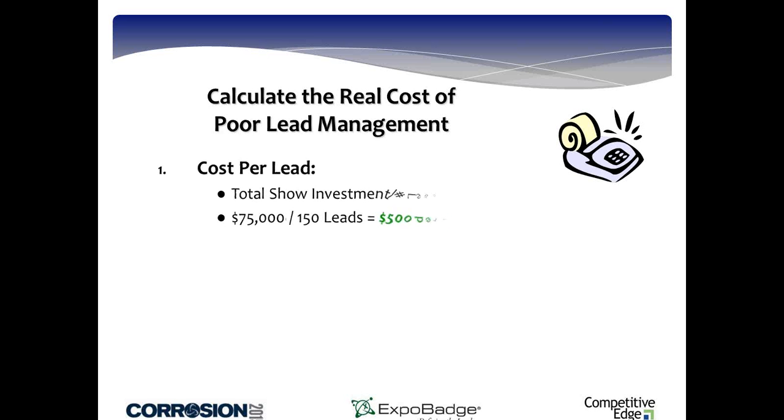Number one is, if you're not calculating this metric already, you should be, because it's important. Cost per lead. It is a very simple formula to run. You take your total show investment and you divide it by the number of leads you captured. I'm showing you a formula on the screen here. If you have the numbers from your last show, I'd like you to run it using your own numbers. $75,000 investment, 150 leads, $500.